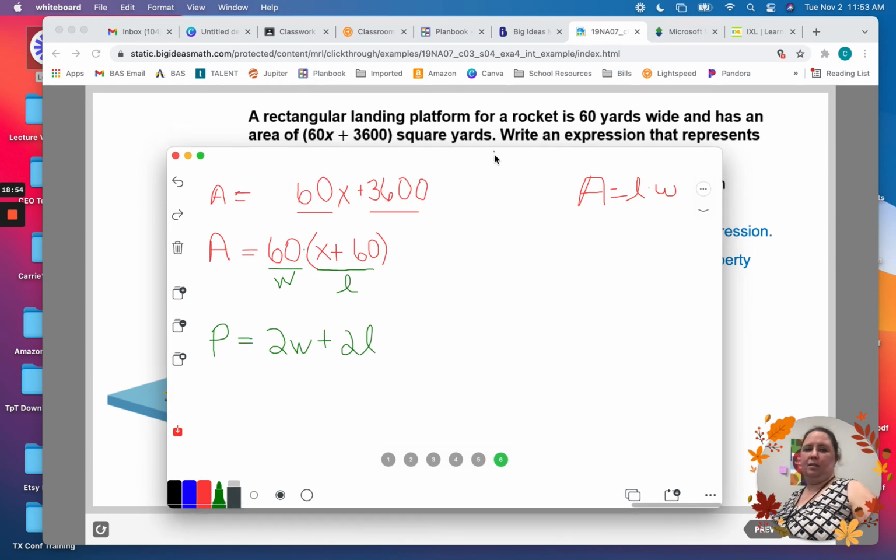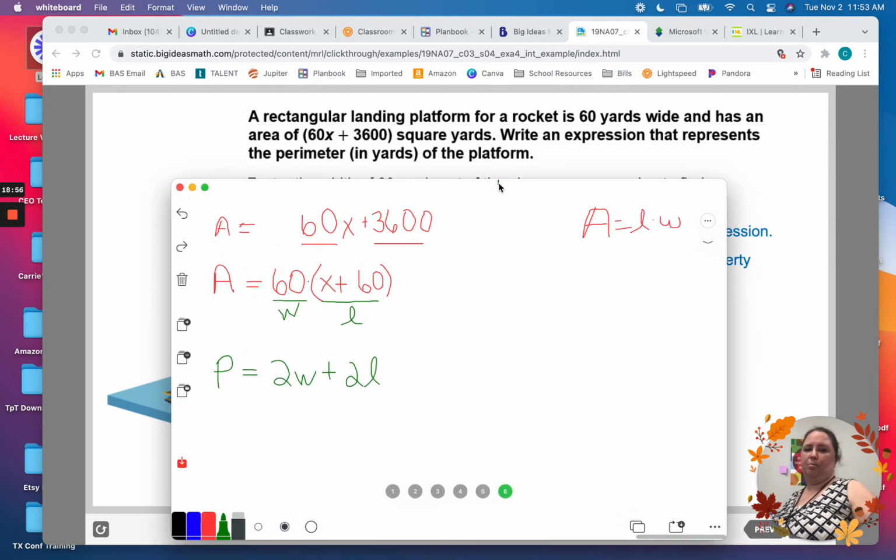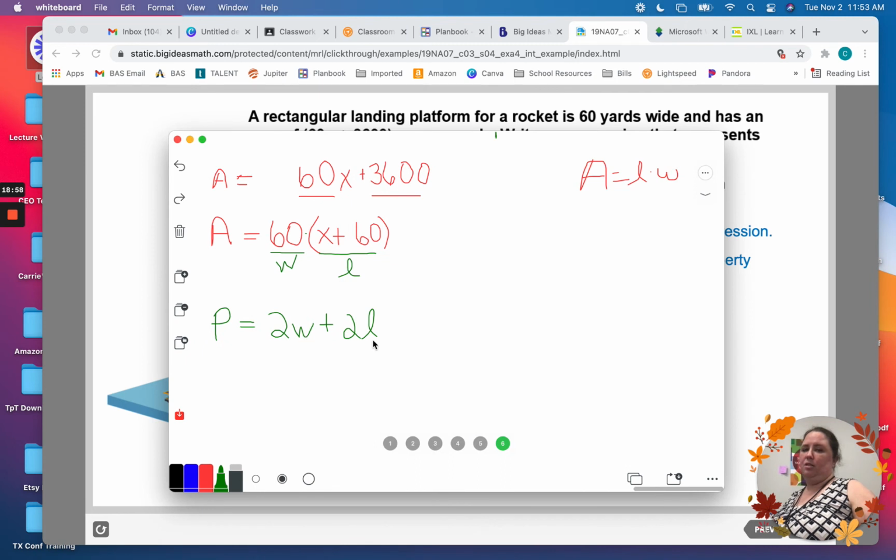All right, now let's see. Write an expression that represents the perimeter in yards. So do I have any of this information? Yes, I can plug in W. What is my W? 60. And then what is my L? x plus 60. Is 60x and x plus 60 two different things? Yes. You gotta be careful with your phrases, guys.